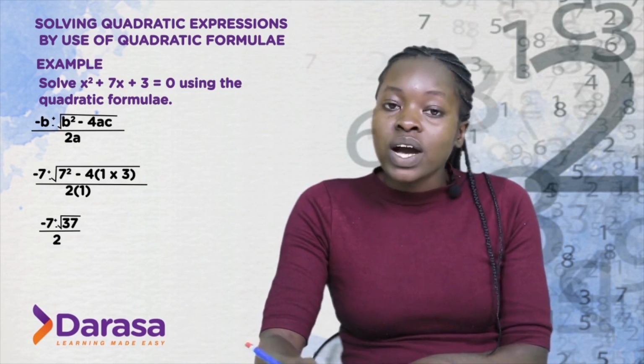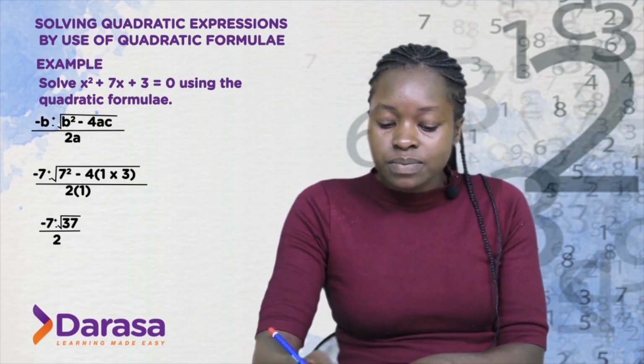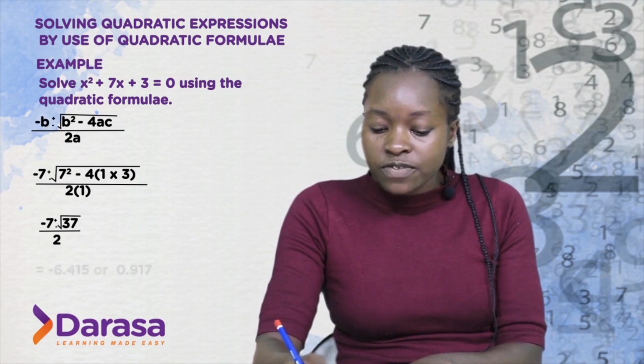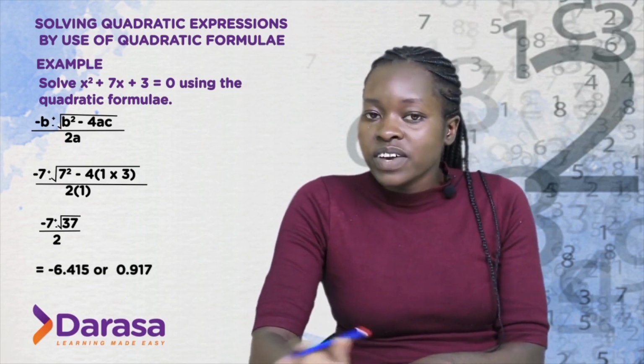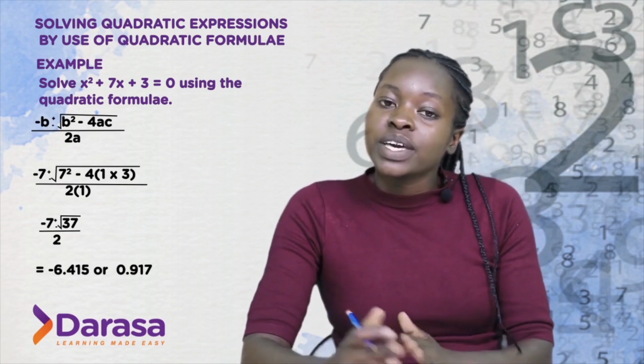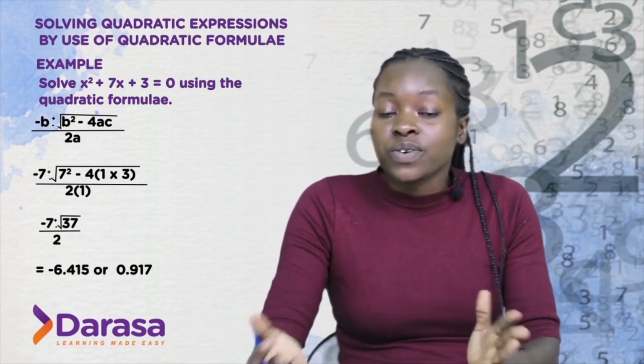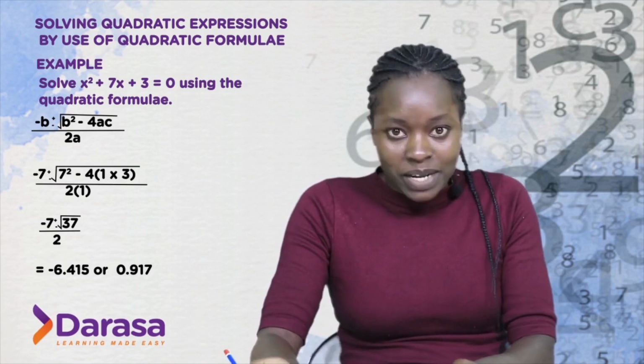Working this out, your answer should be negative 6.5415 or negative 0.917. So it's very simple. So long as you've identified your a, b, and c, you just write your formula and then you replace them.